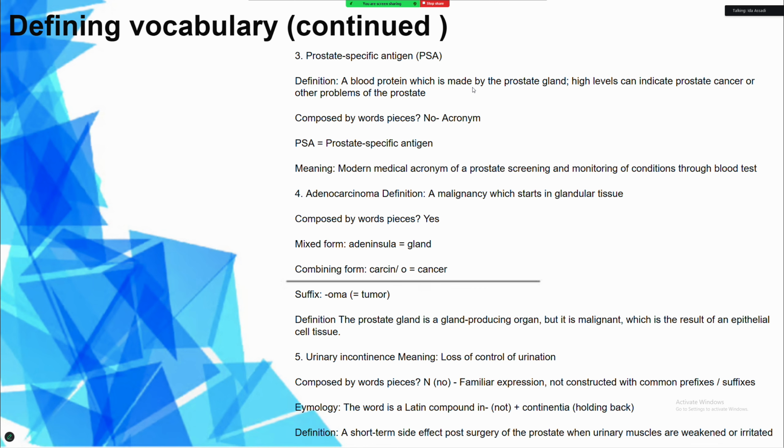And number five is urinary incontinence. This term means the inability to control urination. It's not built from typical word parts, but its origin is Latin. In- means not, and continentia means holding back. So it means not holding back, or losing control over urination. In the context of prostatectomy, this is often a temporary side effect due to muscle weakness after surgery. These terms are essential to understand both the clinical language used in diagnosis and what patients may hear during their care.